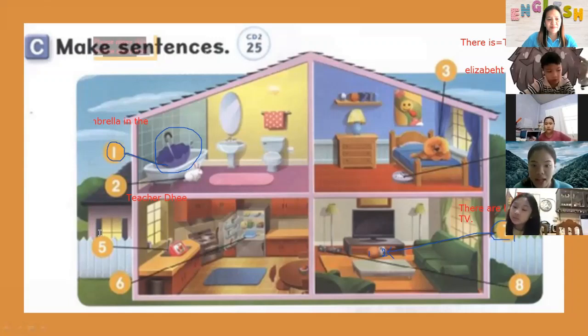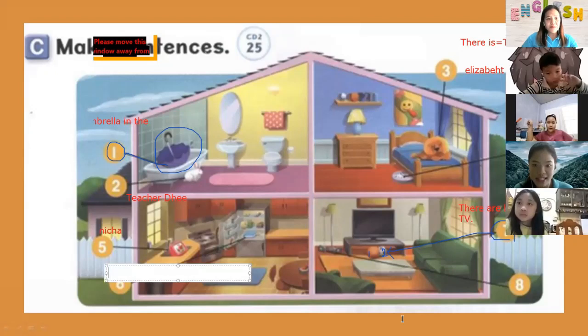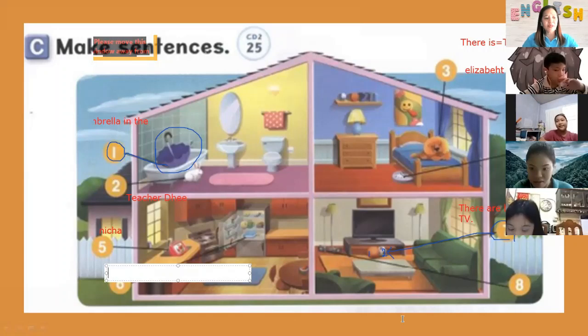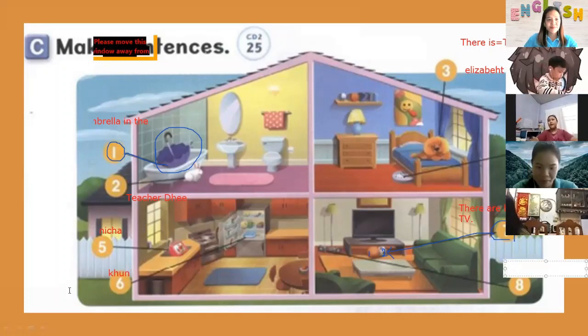Number 5, tell your name. Who would like to try? Nisha. Very good, Nisha. Number 6, tell your name, please. Who would like to try? Wrong or right answer, you will get points. So try it. Come on. Okay, Kun, number 6. Number 8, who would like to try? Tell your name, please. Okay, Prowl.